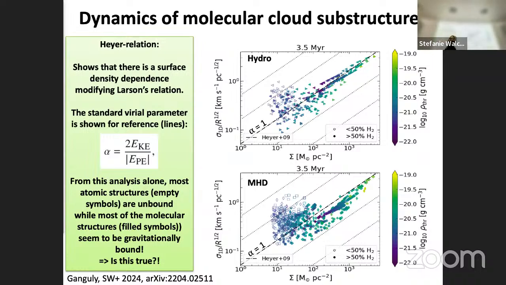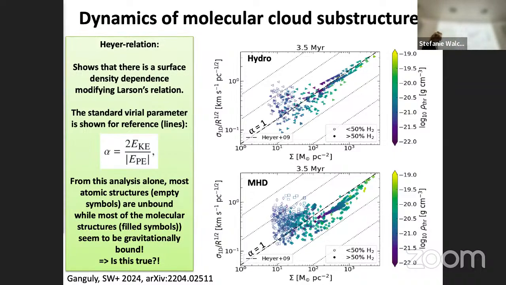What you can see is that we have empty symbols which showcase structures which have less than 50% of their mass in molecular gas, and we have structures with more than 50%. So we call these atomic structures and molecular structures. And you see that these atomic structures do all kinds of stuff. They are very supervirial. But then it seems like as structures go denser, they settle down and, going to higher surface density, move up this relation here. And this is the case for hydro as well as for MHD.